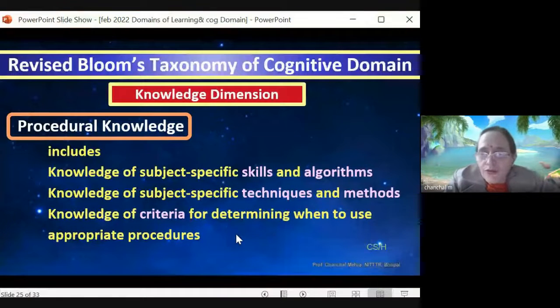Like in the morning, some of you were asking that although for attainment of the outcomes there are certain formulas and algorithms, it is very difficult because the techniques which we are using are old, and we want to assess whether these outcomes have been achieved. So knowledge of techniques and methods is very, very essential. Knowledge of criteria for determining when to use a particular procedure. So here you will appreciate that in procedural knowledge, we are not developing the practical skills, but for developing a practical skill, what knowledge about the procedure he must know, that must be taught to the student.